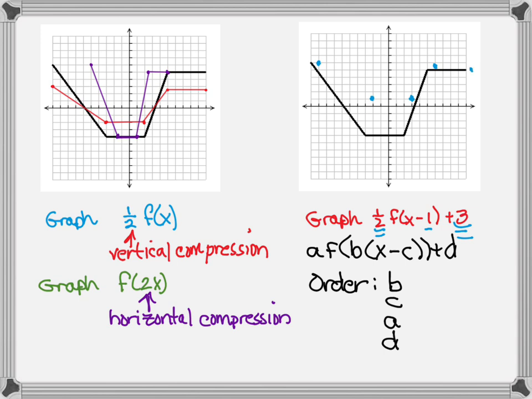And then that last point, move it right 1, so it's actually off the coordinate. It's at a new grid line. Compress it towards the x-axis, and then move it up 3. So I have my 5 new points. Let's connect them. 1 to 2, 2 to 3, 3 to 4, 4 to 5. And that's my new transformed graph of 1/2 f of x minus 1 plus 3.